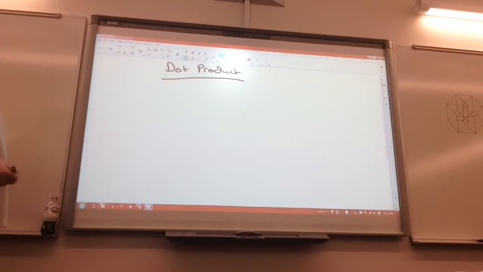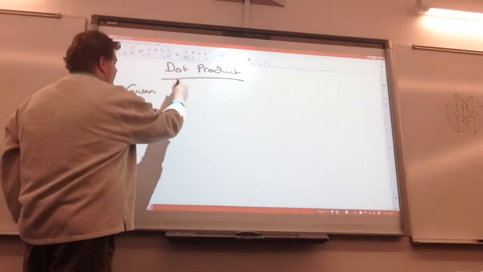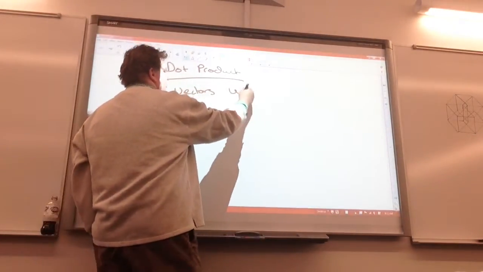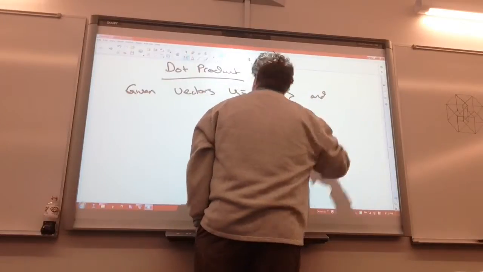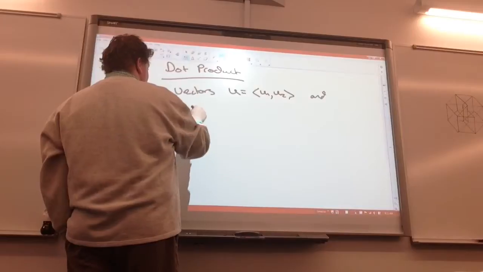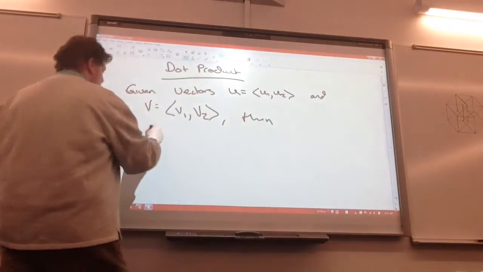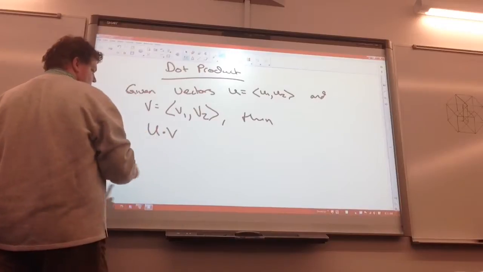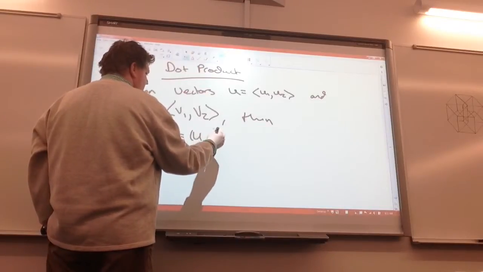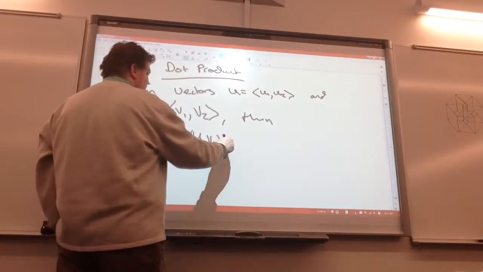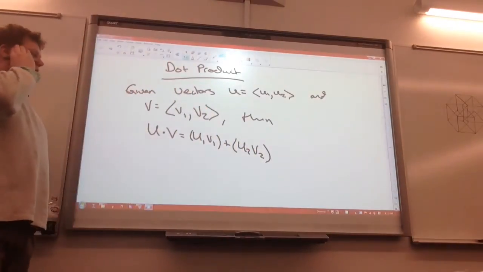The actual process of the dot product is fairly easy. Basically, given vectors u equaling u1, u2, and v being v1, v2, then u dot product v is equal to u1 times v1 plus u2 times v2. Okay? So that's how it is.